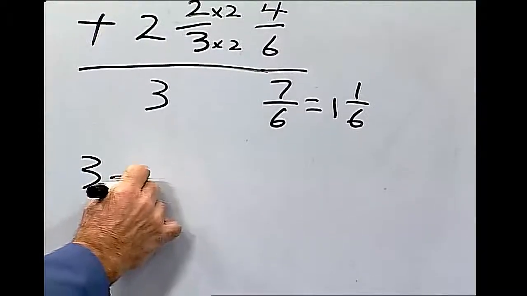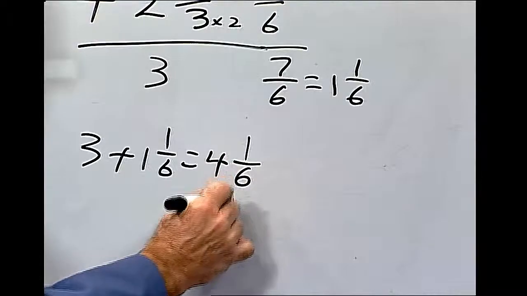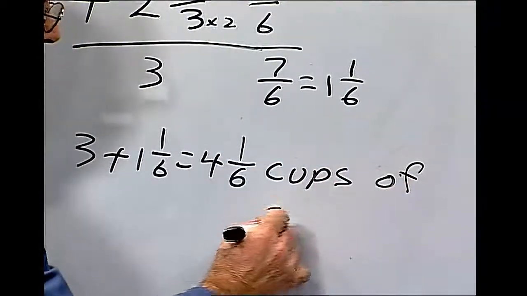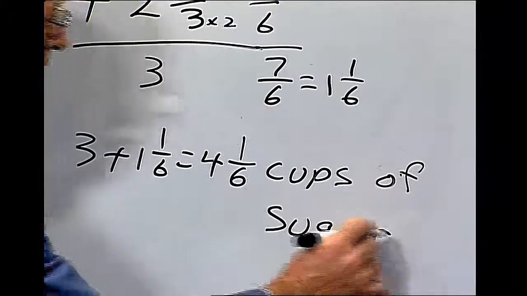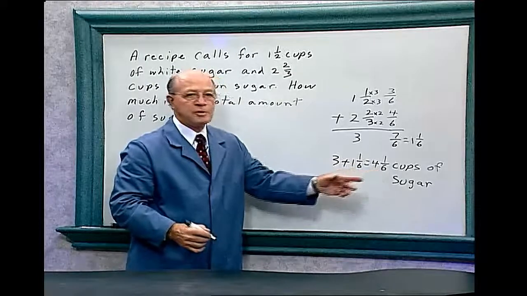3 plus 1 1/6 equals 4 1/6 cups of sugar. So this recipe has 4 1/6 cups of sugar.